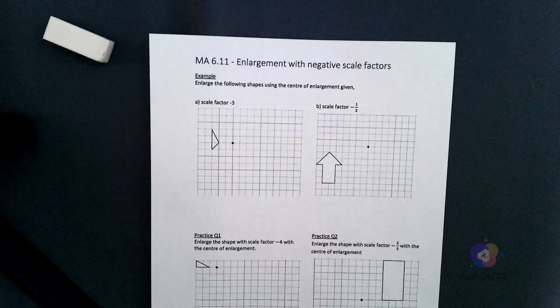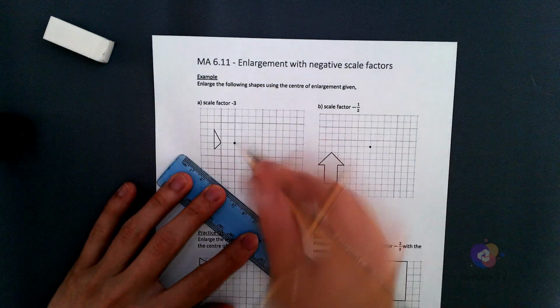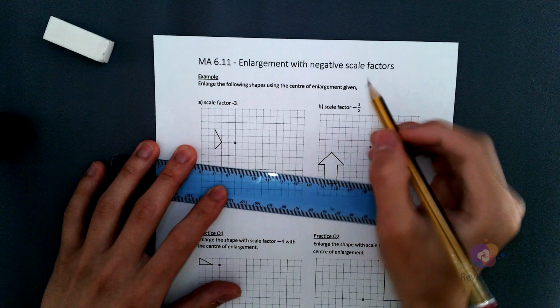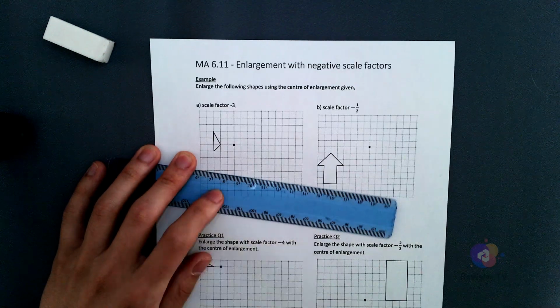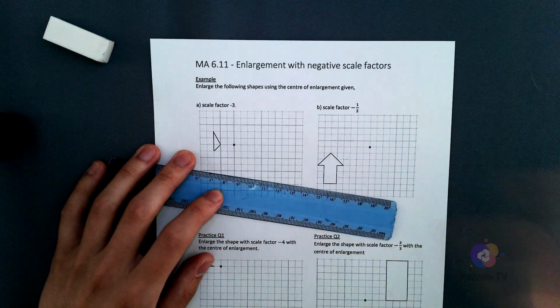So the next bit, after we've done our starter, it's time to move on to actually learn how to enlarge with a negative scale factor. The first two examples in here, we've got two shapes. One is scale factor -3 and one is scale factor -1/2. So I'm going to show you one shape that's bigger and one shape that is smaller.